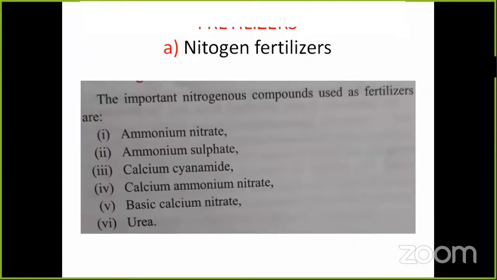Now you come to nitrogen fertilizers. The important nitrogen compounds used as fertilizers are ammonium nitrate, ammonium sulfate, calcium cyanamide, calcium ammonium nitrate, basic calcium nitrate, and urea. The urea formula is NH2-C(=O)-NH2. So total 6 compounds ఉన్నాయి. All are fertilizers. అన్నిట్లో కామన్ గా ఉండేది నైట్రోజన్. అందుకనే these all belong to nitrogen fertilizers.